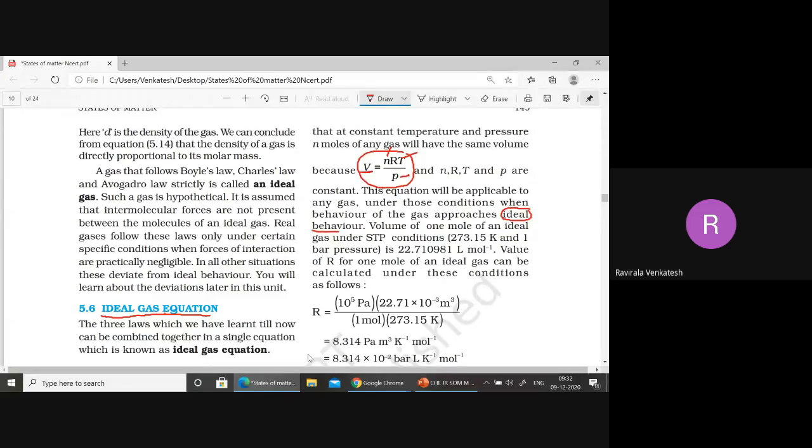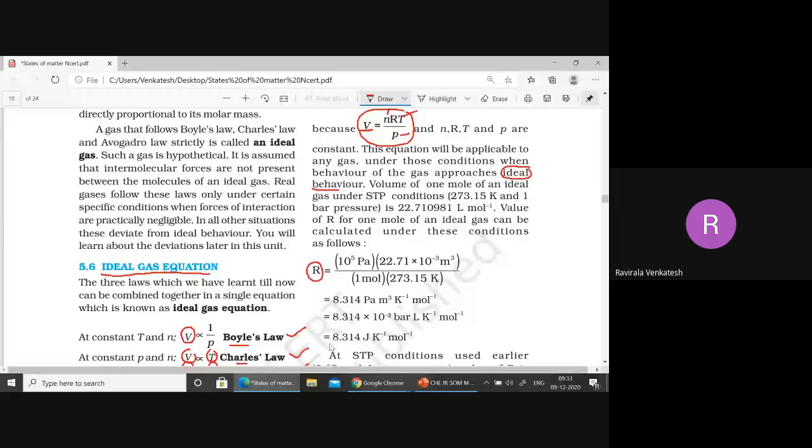Now, what is the R value here? How to calculate the R value? The R value is in terms of different units we can take. For example, I already told you the STP conditions. Temperature you have to take as 0 degrees Celsius, that is nothing but 273.15 Kelvin.